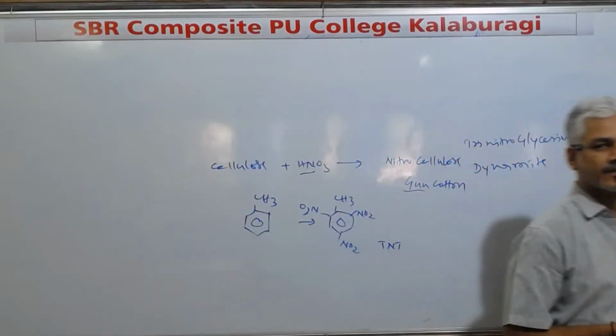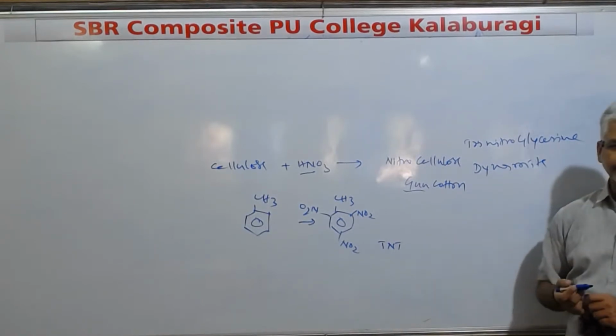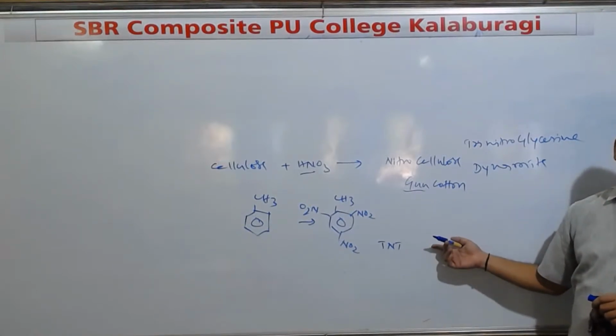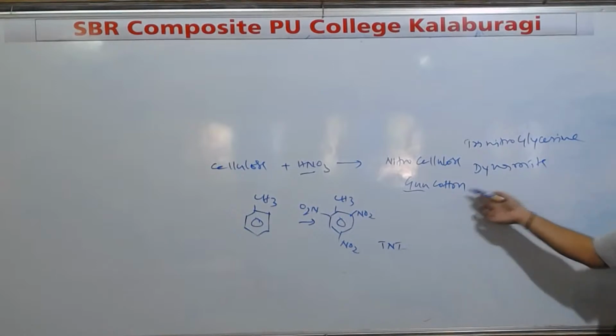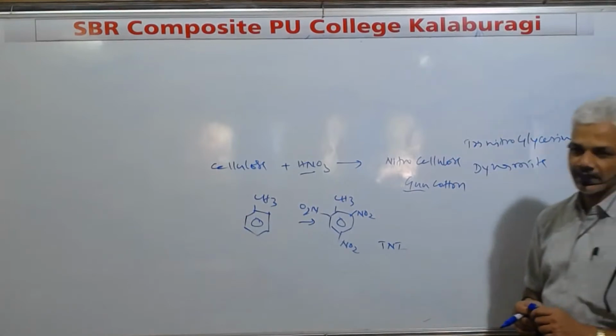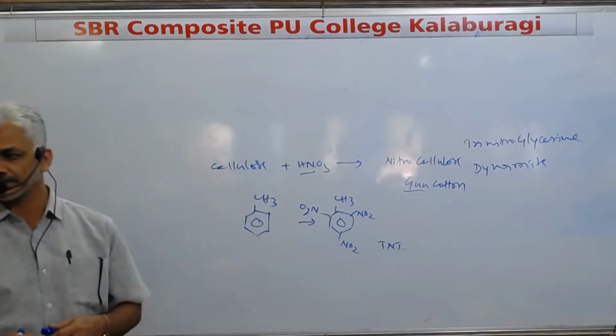Trinitrotoluene. So again, what is its use? So you can say 90% of nitric acid is used for the production of what? These explosive compounds. The remaining 10% of nitric acid is used in the manufacturing of fertilizers.